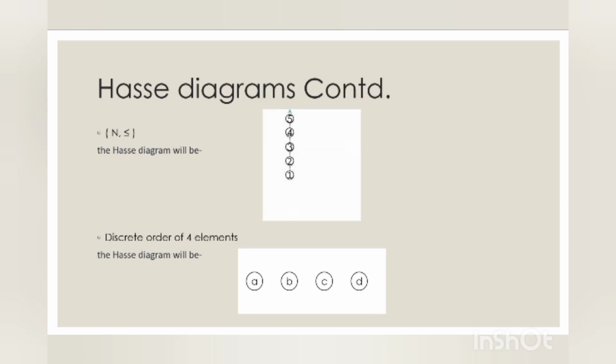Now we look at this discrete order of 4 elements. Discrete order means no element is related to any other element. So there will be no line segment because none of them is related to any other. So A, B, C, and D with no line segments.